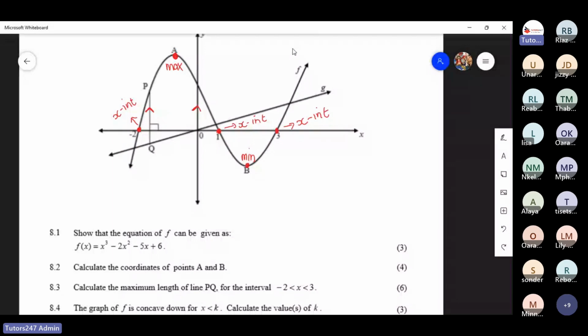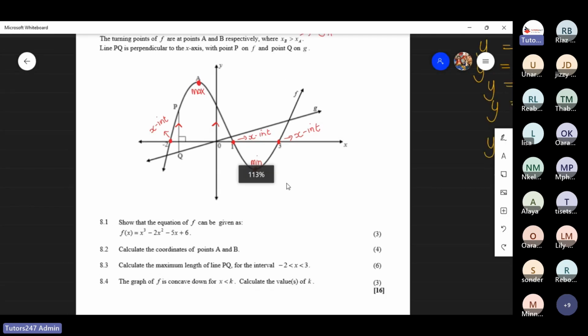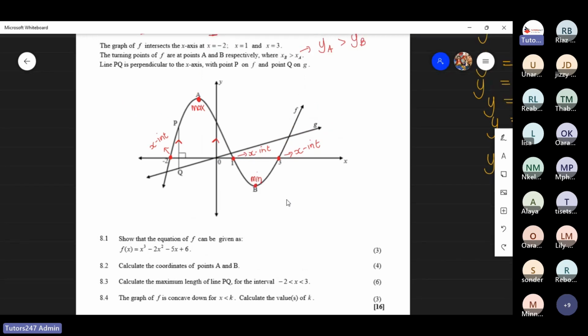Question 8.2 states, calculate the coordinates of A and B. So if you have a look, what do A and B represent? We were told from statement 2 that the turning points of f are the points A and B respectively. So we now know that A and B represent turning points, or you can call them stationary points. So how do we find those stationary points in calculus?